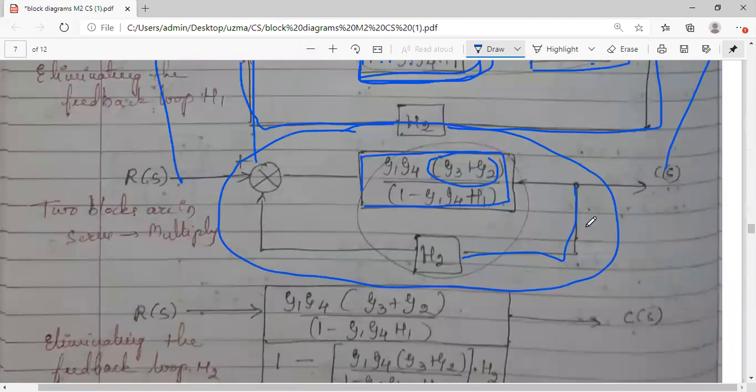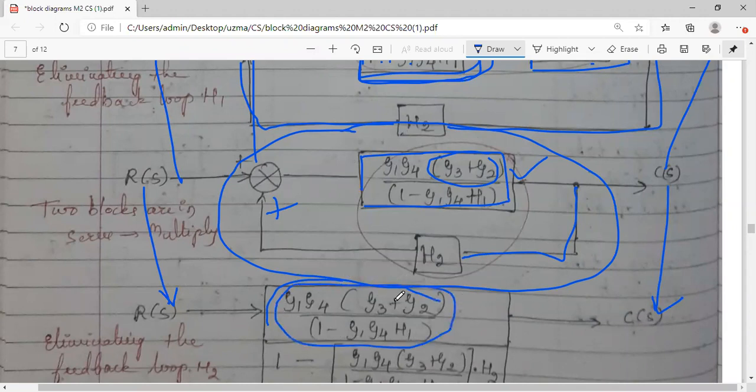So this is one more feedback. If I take the feedback, how should I write? R of S is your input, C of S is your output. One single block will be the transfer function of this system. What will be in the numerator? Forward path transfer function. This complete block, G1 G4 into G3 plus G2 divided by 1 minus G1 G4 H1. This complete expression is your forward path gain.